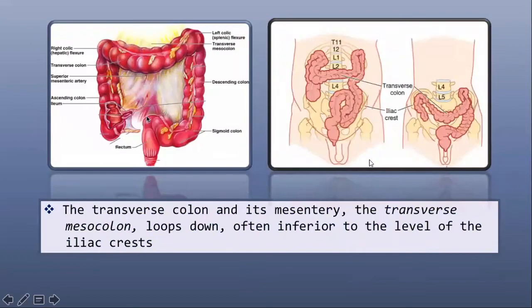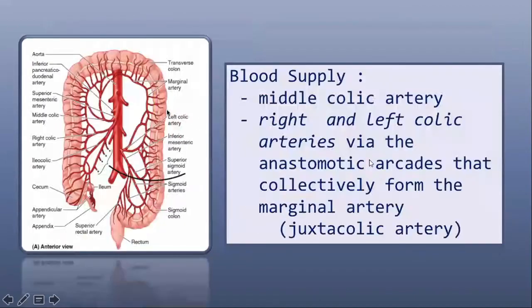Here you can see that the transverse colon and its mesentery, the transverse mesocolon, loops down, often inferior up to the level of the iliac crest. It can loop down to that level. Blood supply would be coming from your middle colic, right and left colic arteries, forming anastomosis, taking part in this so-called marginal or juxtacolic artery.